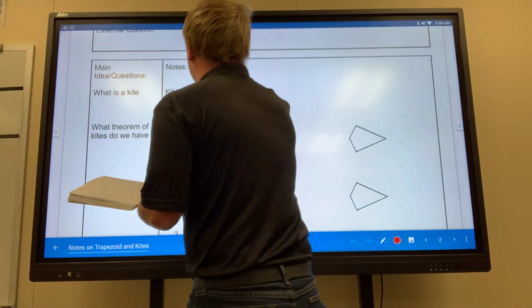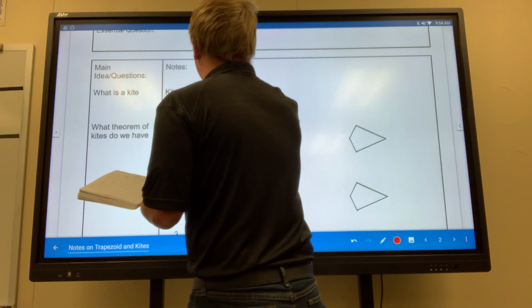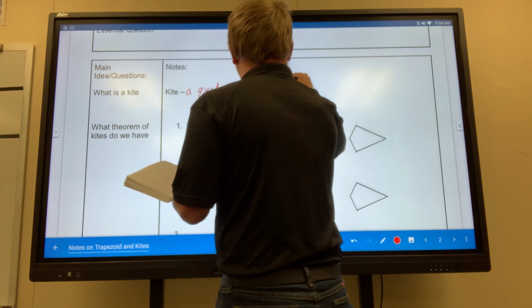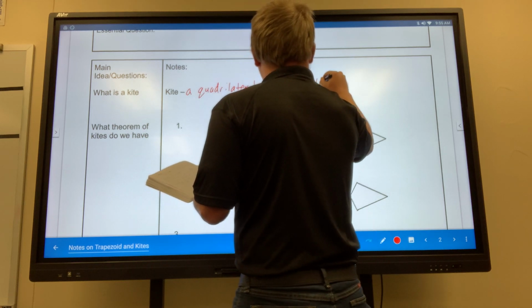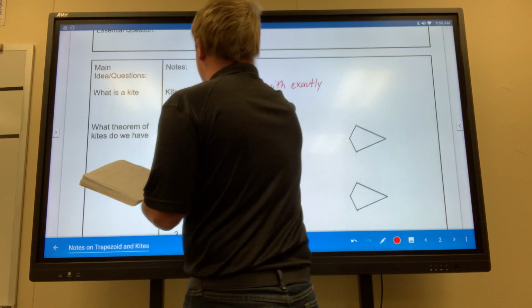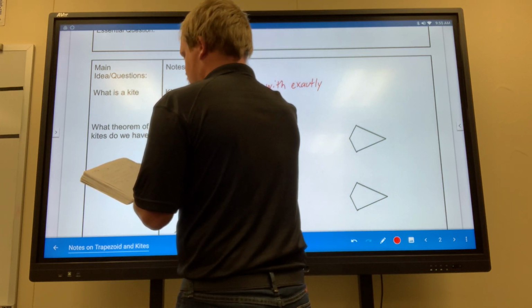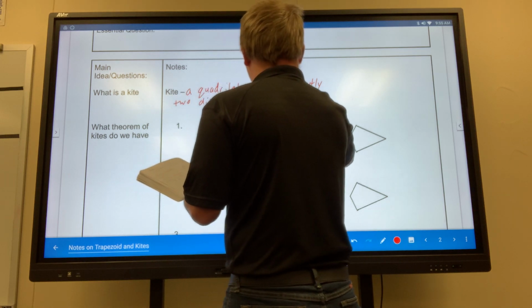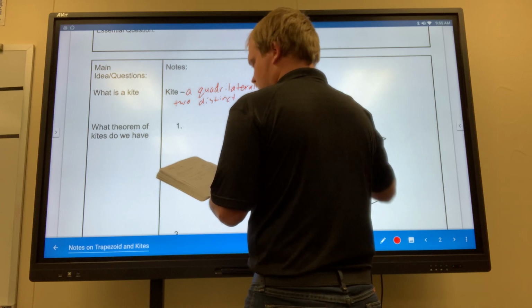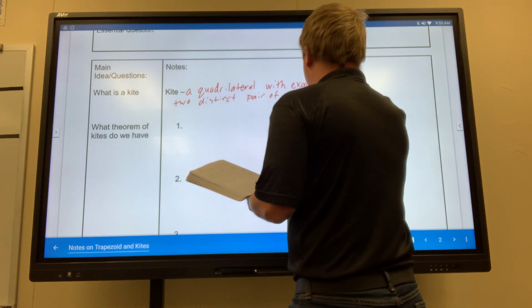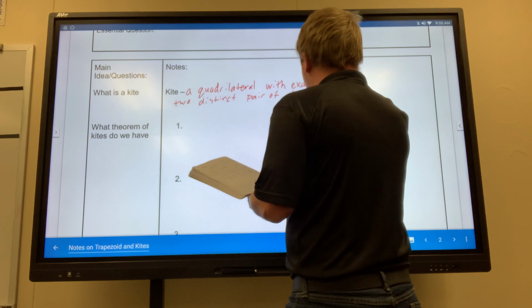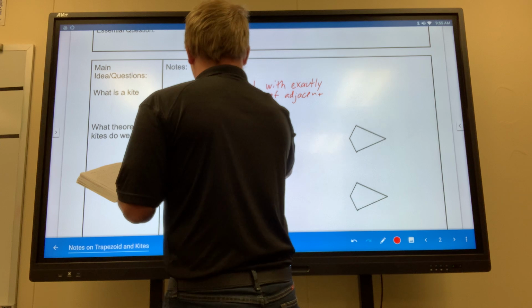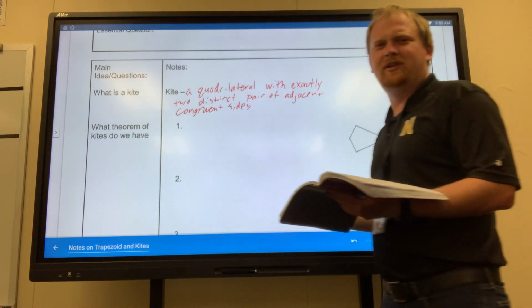A kite is a quadrilateral with exactly two distinct pairs of adjacent, not with a G, adjacent congruent sides. So what does that mean exactly?